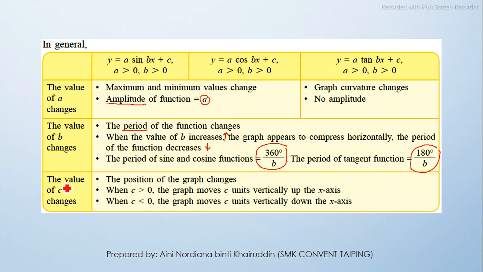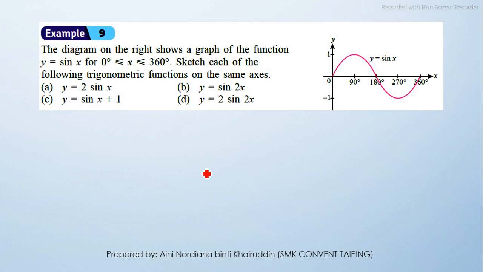What happens if the value of c changes? So the position of the graph also changes. When c is greater than 0, the graph moves c units vertically up the y-axis. When c is less than 0, the graph moves c units vertically down the y-axis. Okay, have a look at this example.